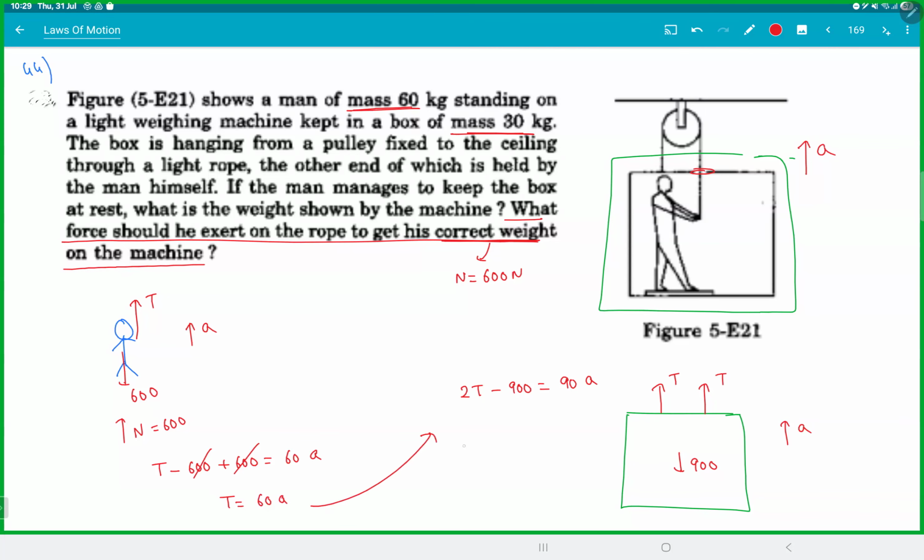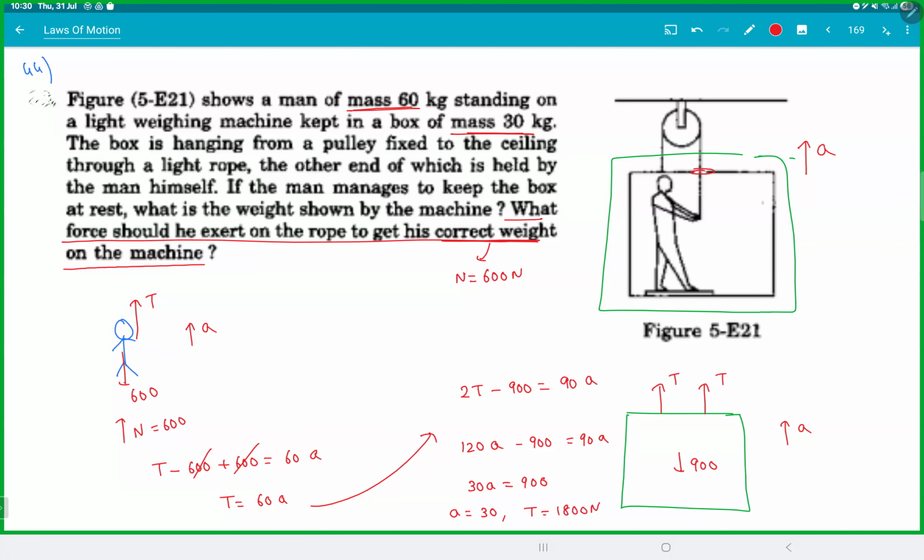Take this and substitute here. That will become 120A minus 900 is equal to 90A. So this will be 30A equal to 900. I'll get A equal to 30, and then tension is equal to 1800 newtons. So this guy is pulling it so hard that the whole system is accelerating up with 3 times the gravity.